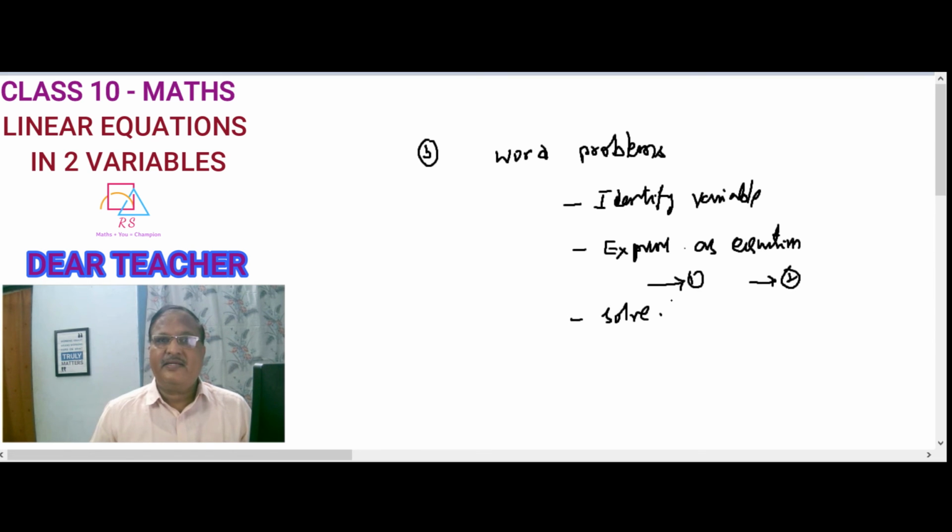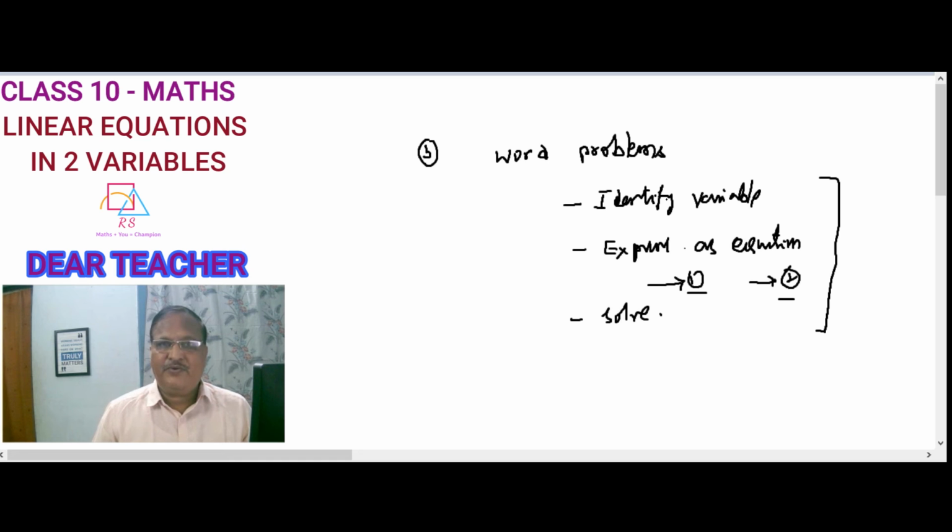You will be getting the values of those 2 variables. Accordingly you put them in. Say it is very simple. This is how you have to attempt a word problem. Okay, first you should identify. You should suppose let so and so is x, so and so is y. This is the first step.